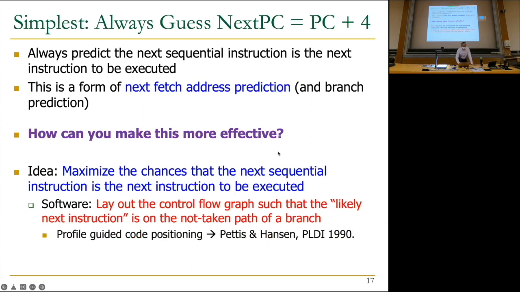Okay, and this is actually employed by many compilers today. This is a beautiful paper that was written by Pettis and Hansen, Profile Guided Code Positioning, in 1990 in PLDI, Programming Language Design and Implementation.